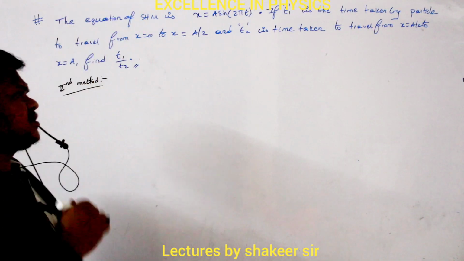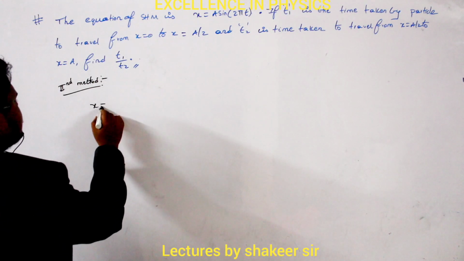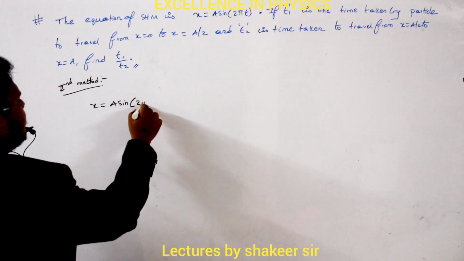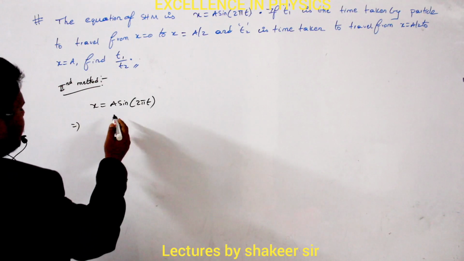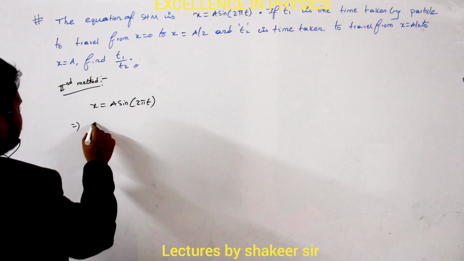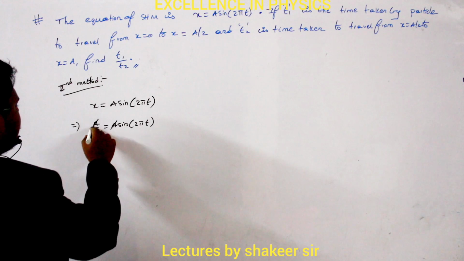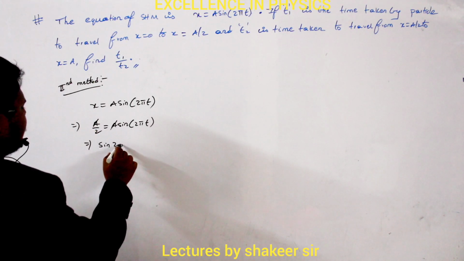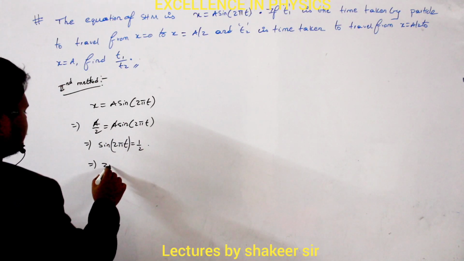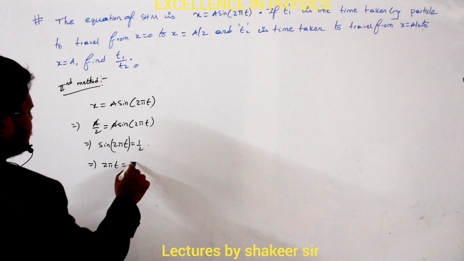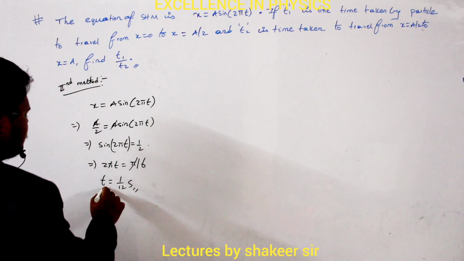Now let us see the second method of doing the same problem. The given equation is x is equal to a sine 2 pi into t. Clear? So x value goes from a displacement of 0 to a by 2. So a by 2 is equal to a sine 2 pi into t. So a gets cancelled. So sine 2 pi into t is equal to 1 by 2. So this total angle should be equal to 30 degrees or pi by 6. So 2 pi t is equal to pi by 6. So pi gets cancelled. So t is equal to 1 by 12 seconds. So this is our t1.